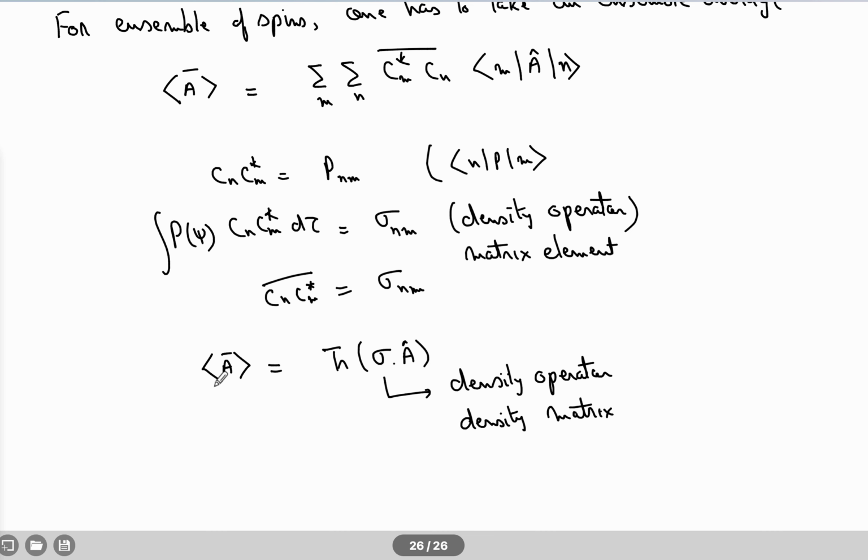So this is now very easy. The calculation is very easy. Suppose you have a Hamiltonian operator: you can multiply the density operator, or density matrix, with the Hamiltonian operator, take a trace, and you have measured the expectation value of the energy, right? So that's how we have introduced the density operator, and we will see later how to use this for various calculations.